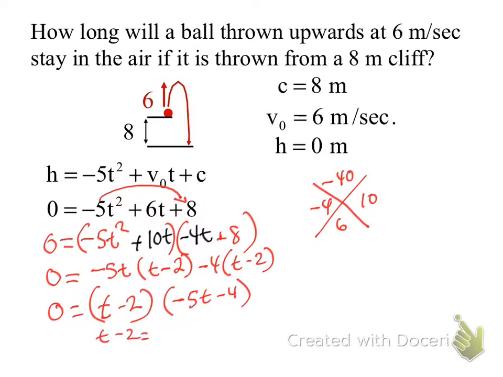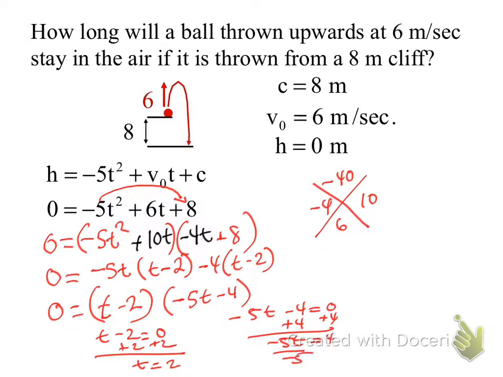T minus 2 equals 0. Add 2. T equals 2. Or negative 5t minus 4 equals 0. Add 4. Negative 5t equals 4. And t, this one is t equals negative 4/5. What's the answer, Liam? 2 what? It takes 2 seconds that it's staying in the air, the ball.